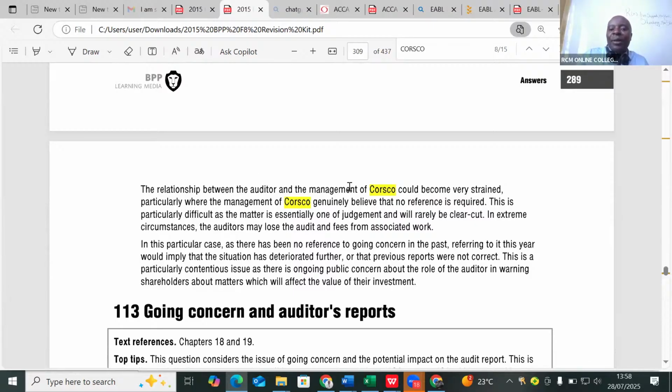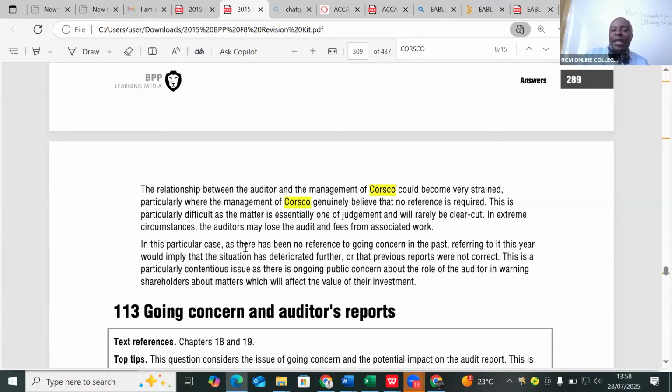The relationship between the auditor and the management of EHCo could become very strained, particularly where the management of EHCo genuinely believes that no reference is required. This is particularly difficult as the matter is essentially one of judgment and will rarely be clear cut. In extreme circumstances, the auditors may lose the audit and the fees from associated work.